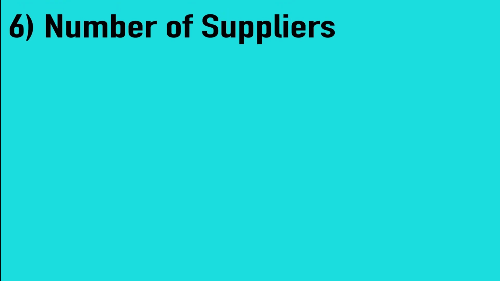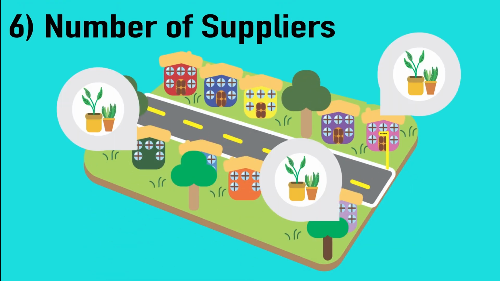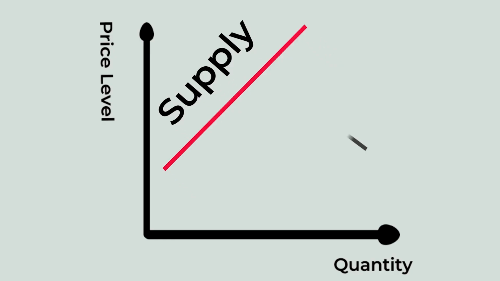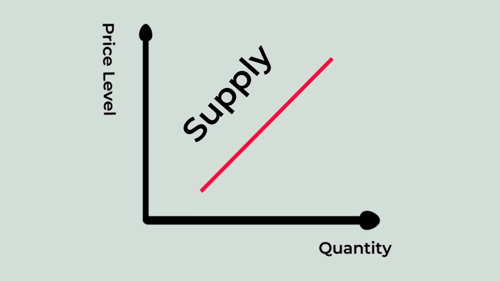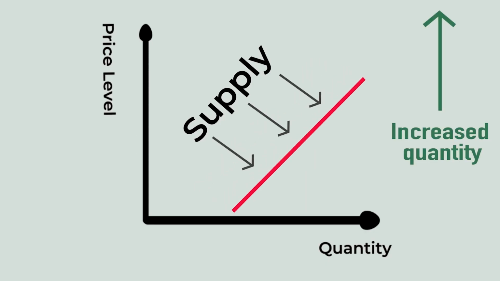And lastly, simply the number of suppliers in the market for a certain product will affect the supply curve. Let's say a neighborhood has several suppliers for potted plants. If some of those suppliers close down their businesses, then that will cause a leftward shift in the supply curve. But if more businesses open up to supply potted plants, then we can expect that supply curve to shift to the right.